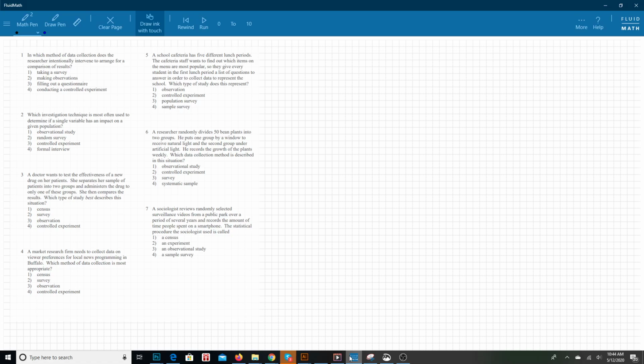So, 2 says, which investigation technique is most often used to determine if a single variable has an impact on a given population? So, what answer do you think that would be? In this case, again, it's going to be a controlled experiment. That's an investigation technique. Because in a controlled experiment, you can see what effect one variable will have on the total outcome.